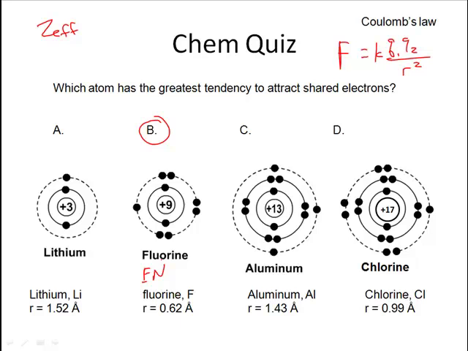Yes? So are atoms that have a higher ZF and are smaller, do they have higher electronegativity? Tends to be the case, yes.